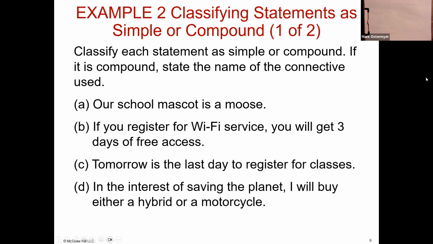All right, classifying statements as simple or compound. Ladies and gentlemen, we will call this classwork number 2. Read them, think about them, and give me a response for each one. Classwork 2. Give you a couple minutes to play around with those.